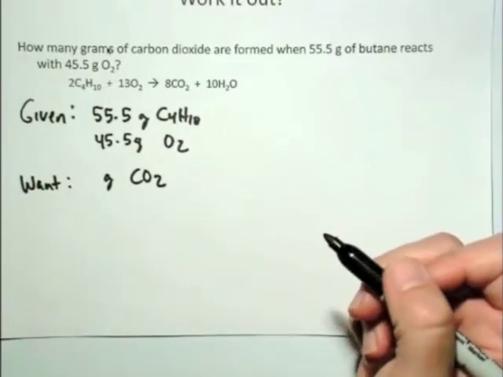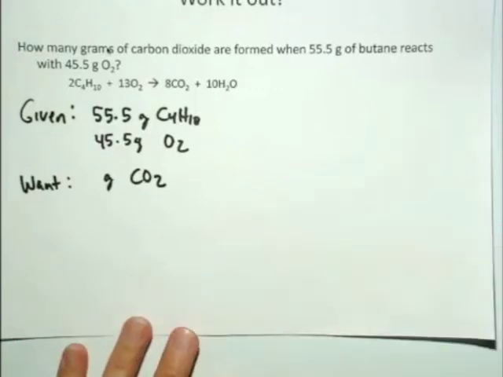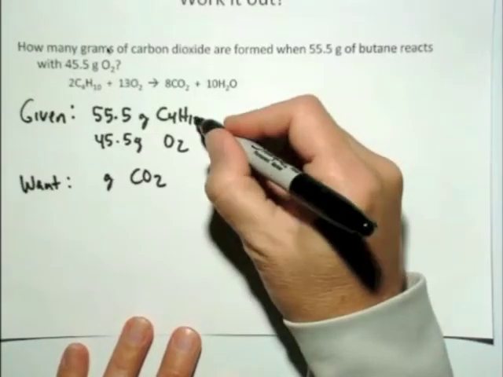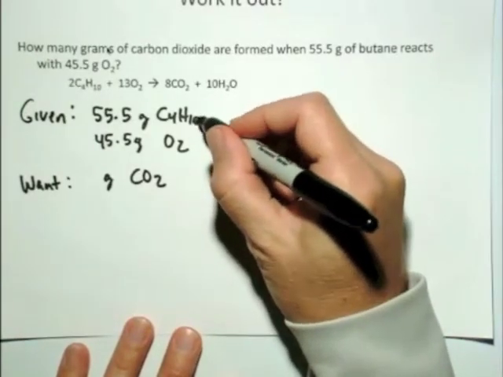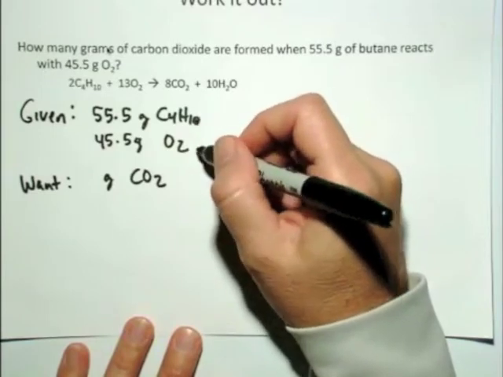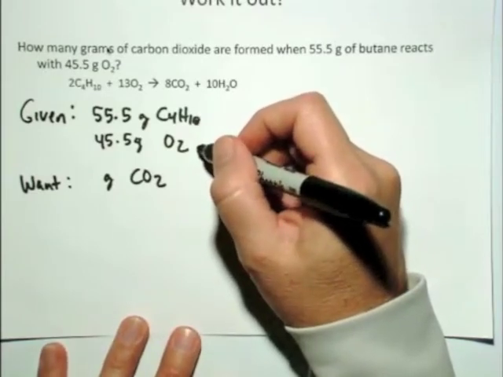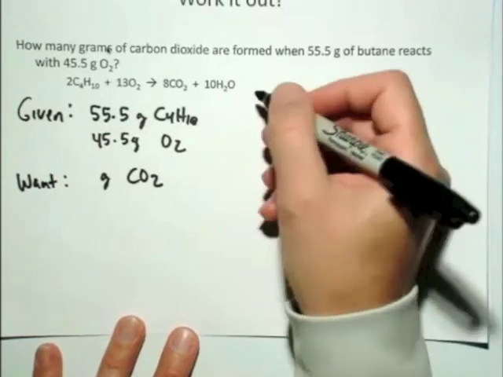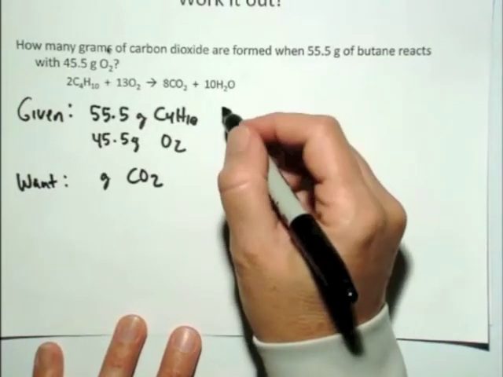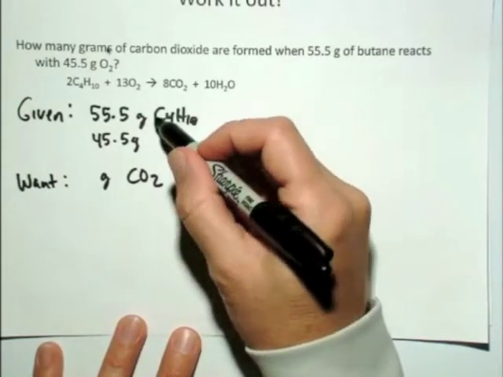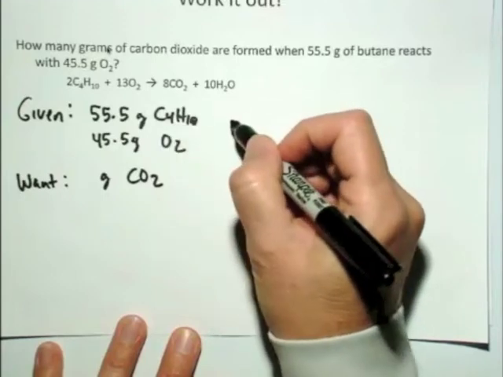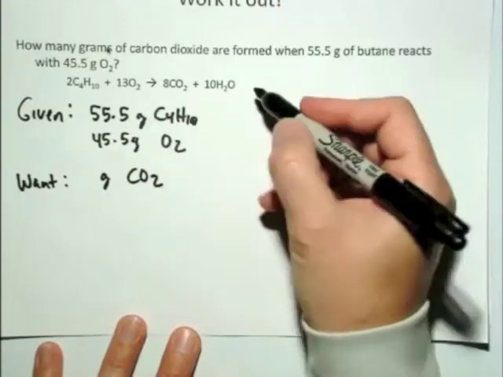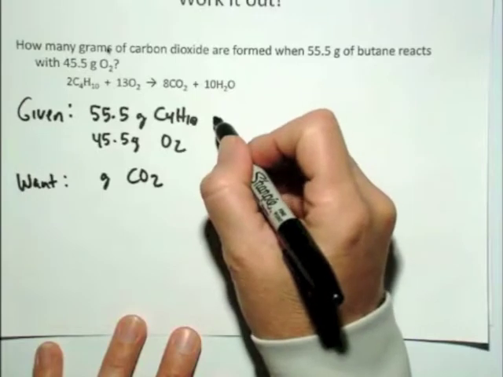Okay, and so we have to figure out the number of moles according to this method. We have to figure out the number of moles of butane that's given, the number of moles of oxygen that's given, and figure out the molar ratio there. And so how do you figure out the number of moles that are given? You, of course, use the molar mass to convert from grams to moles. So for butane, let's do it real quick right here.